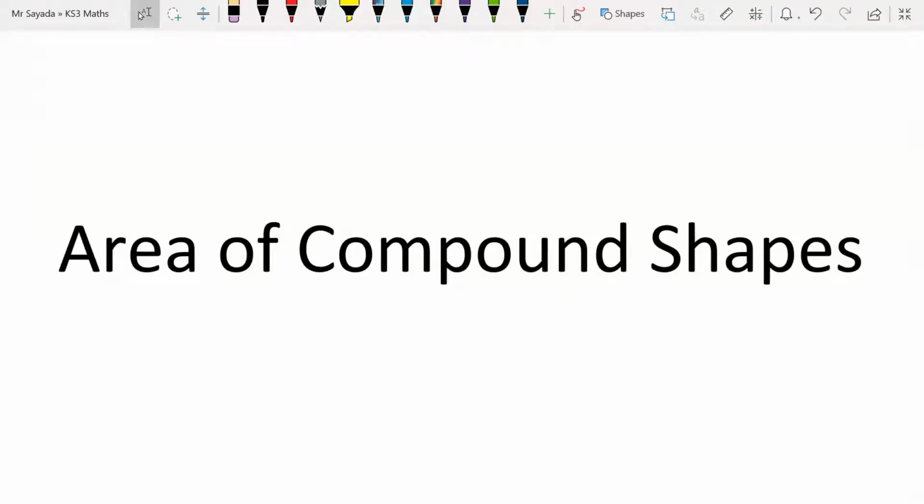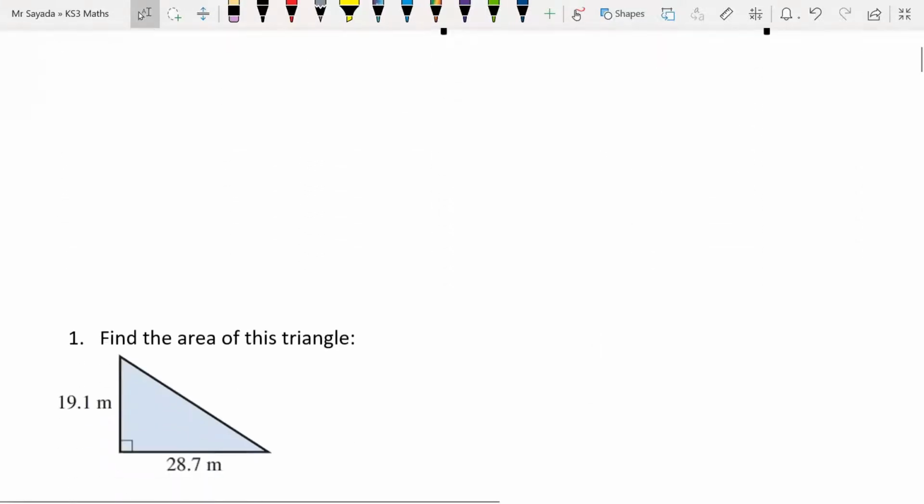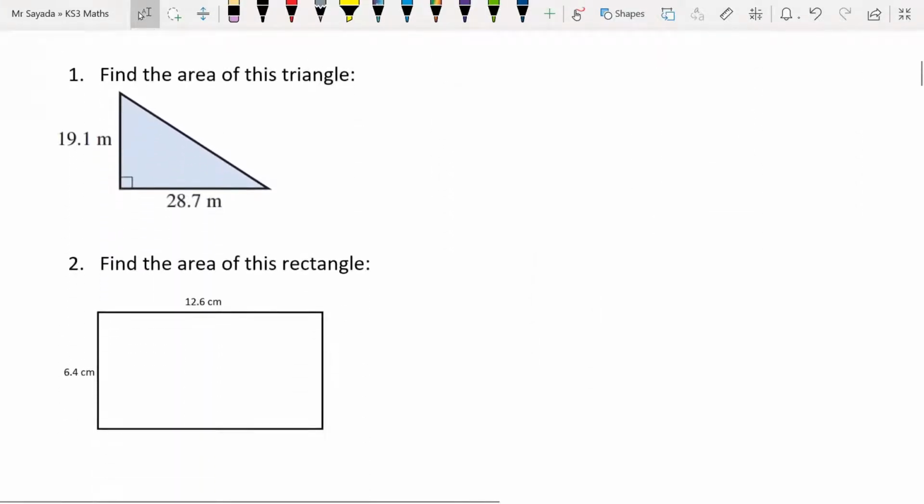In this video, we're going to find the area of compound shapes made of rectangles and triangles. What is a compound shape? Say your answer to the video. You should have said a compound shape is a shape made up of other shapes, two or more other shapes stuck together. Please start by doing these two questions.